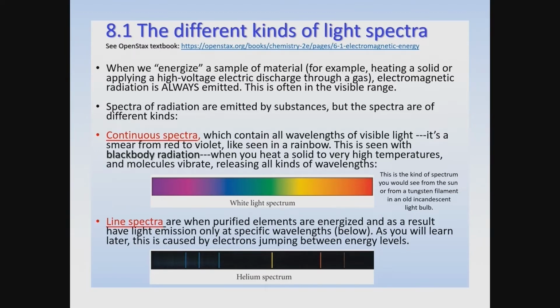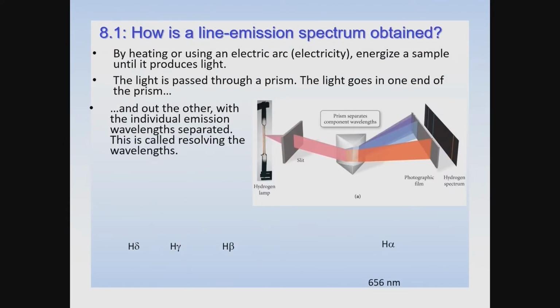Obviously, when we're getting this specific line spectrum of helium, it cannot be explained by black body radiation, because black body radiation is going to give you a smear of color. So how is it that we are going to get this line spectra with elements? Okay, so before we talk about that, one thing I want to mention is how you go about seeing this particular line spectra.